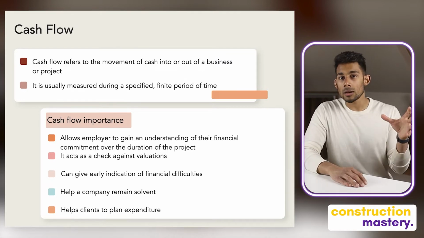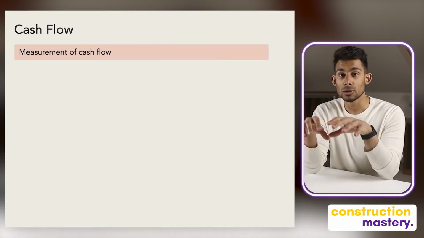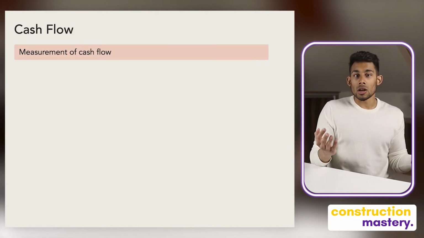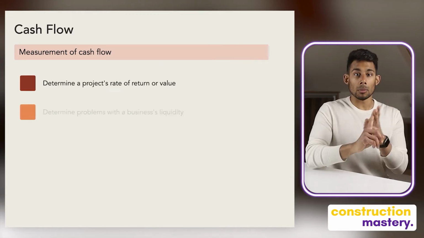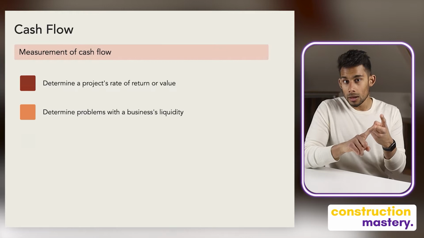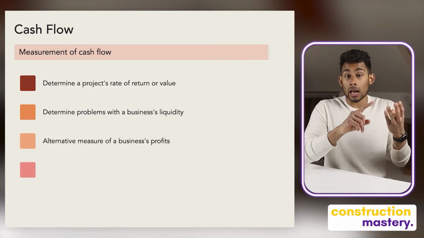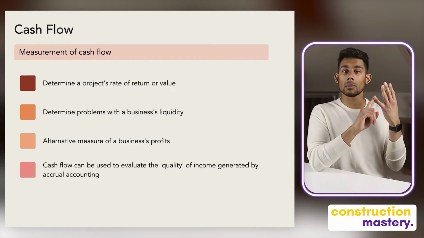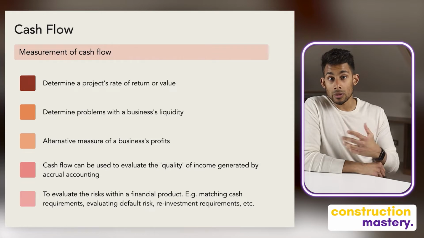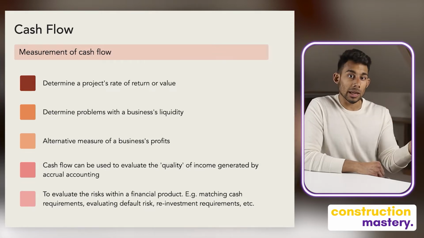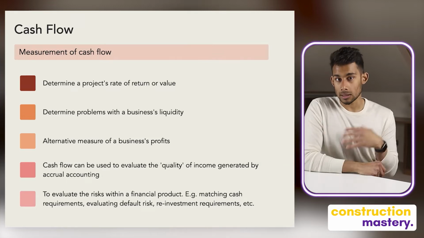And then once you have the cash flow, that measurement of cash flow can be used for many reasons too. So they can be used to determine a project's rate of return or value, determine problems with a business's liquidity. They can be used as an alternative measure of a business's profits. Cash flow can be used to evaluate the quality of income generated by accrual accounting. They can be used to evaluate the risks within a financial product. For example, matching cash requirements, evaluating default risks, or reinvesting requirements, etc.